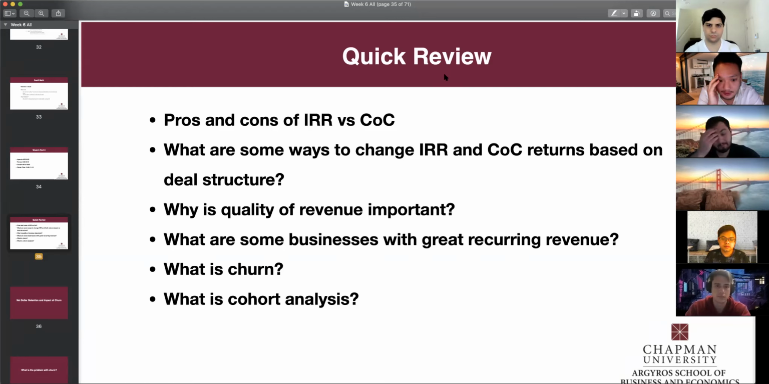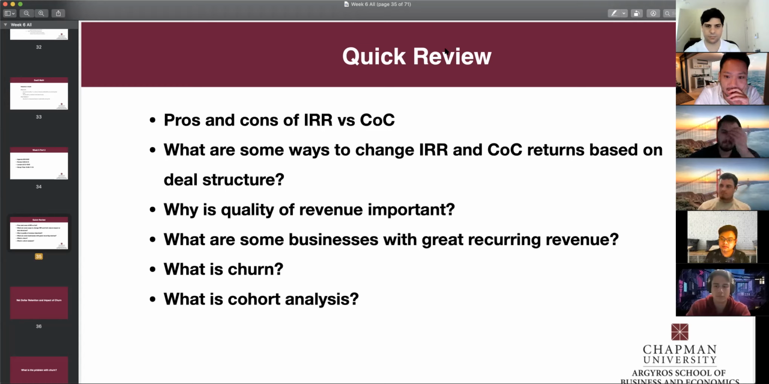What were some ways of changing the IRR and cash on cash returns based on the deal structure that we discussed? We want to finance it through debt, gives a higher IRR. That's great. What about earnouts? The less earnout, the higher the IRR. Yeah, same thing, right? So you could structure and manipulate the deal so that you could satisfy both investors and the seller by looking at those trades.